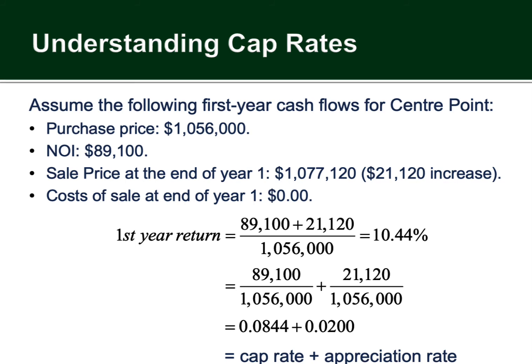Let's say that this buyer of commercial property we're studying at the moment holds it for a year. They earn that 89K in NOI, and then they sell it for an increased sale price of an extra 21.1K over and above what they originally paid. Assuming no transaction costs for the sale, just to illustrate, this means they get an 8.4% return from the NOI and a 2% return from that price improvement of $21,000. And so that 8.4% cap rate and the 2% appreciation rate together are the total return for property investment.